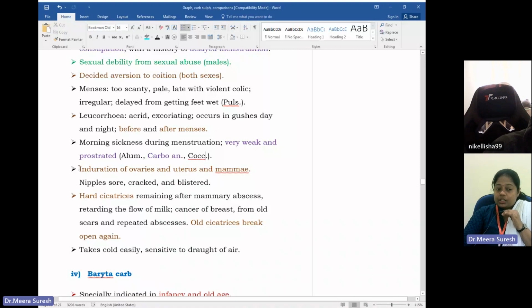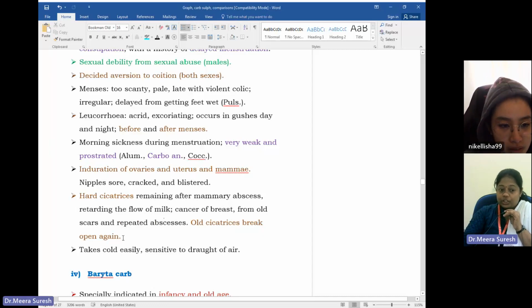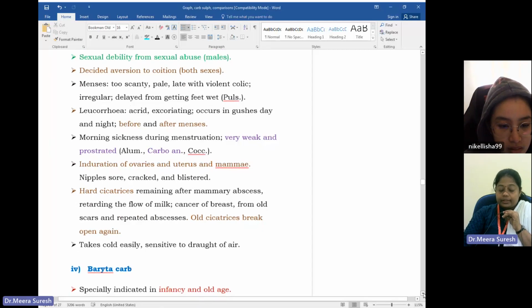So even the nipples, especially, in nipples we usually don't see it in the winter season. That will be more connected with the mammary cancer. Then the cicatrices, the hard cicatrices, will be remaining open after mammary abscess or after a cancerous condition, which retards the flow of milk. Cancer of breast, from old scars and repeated abscess, all cicatrices break open again, like what we saw in causticum. The patients take cold easily and they are very sensitive to draft of air.